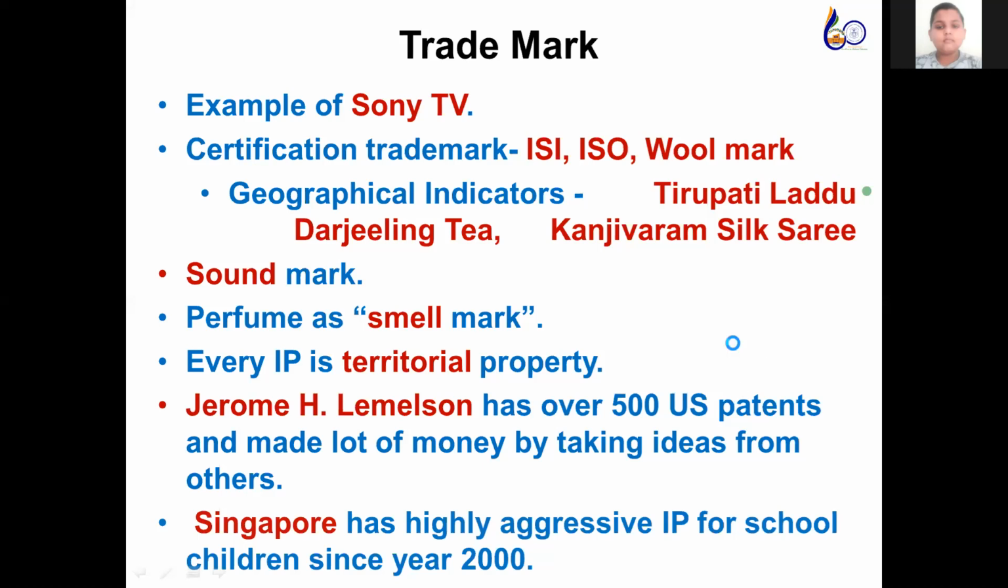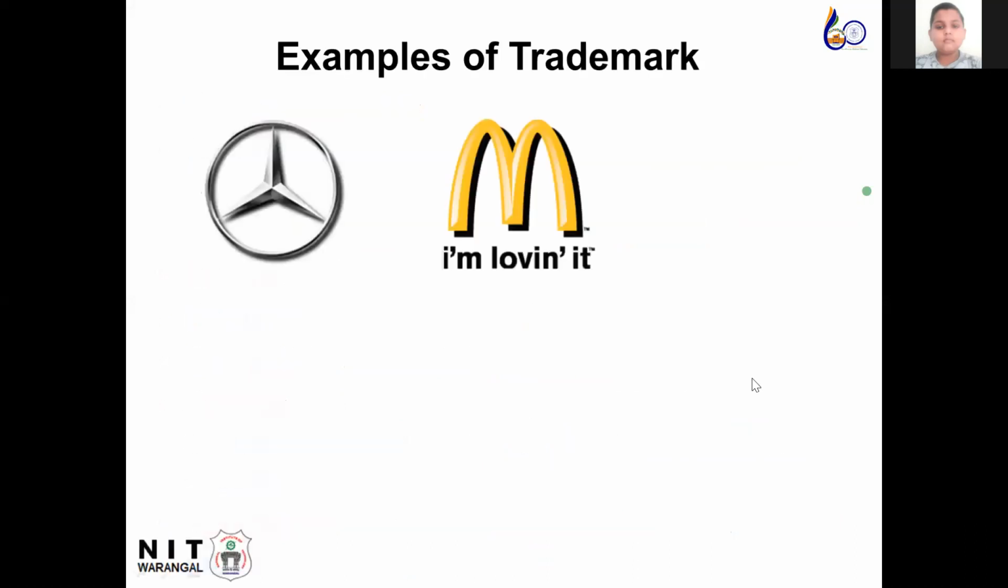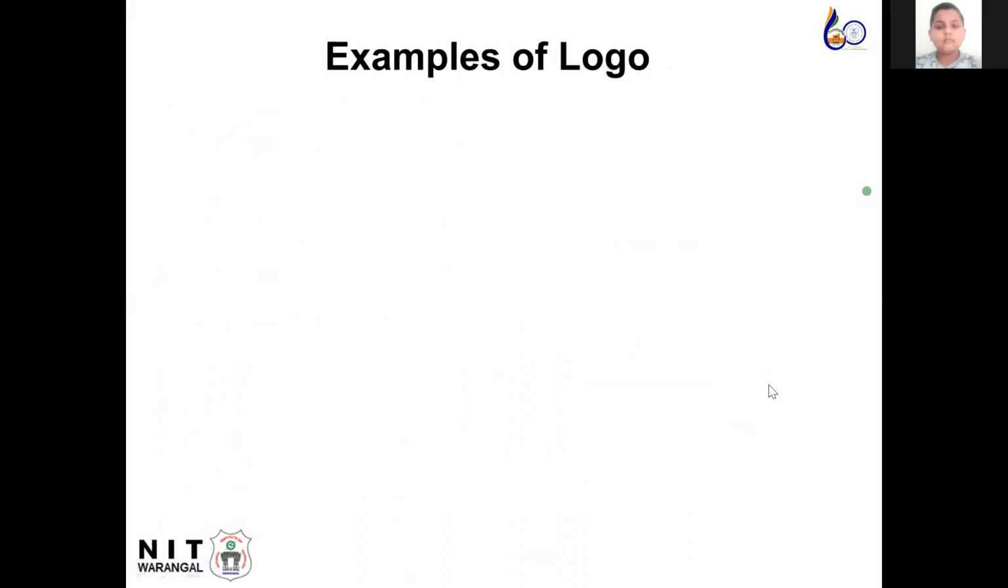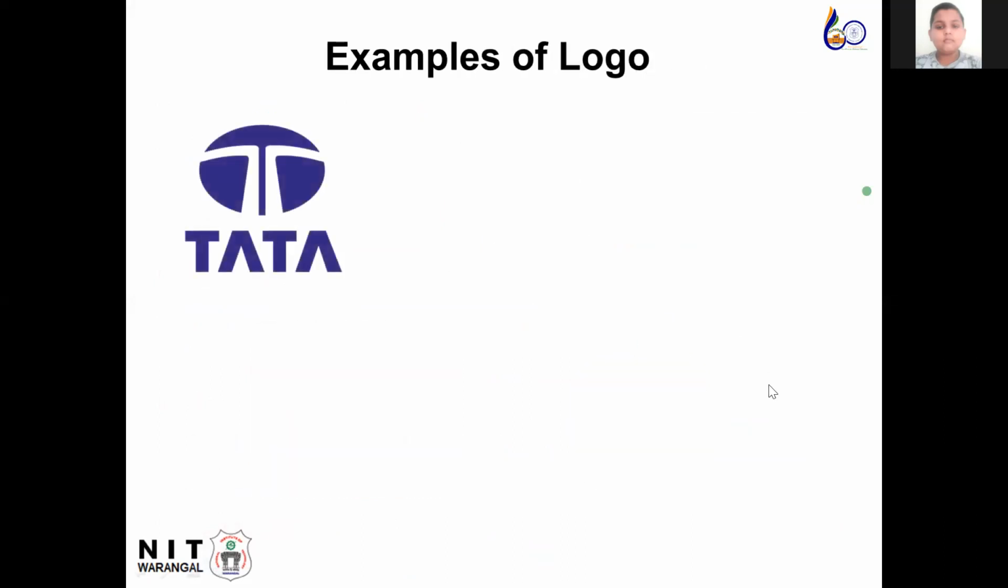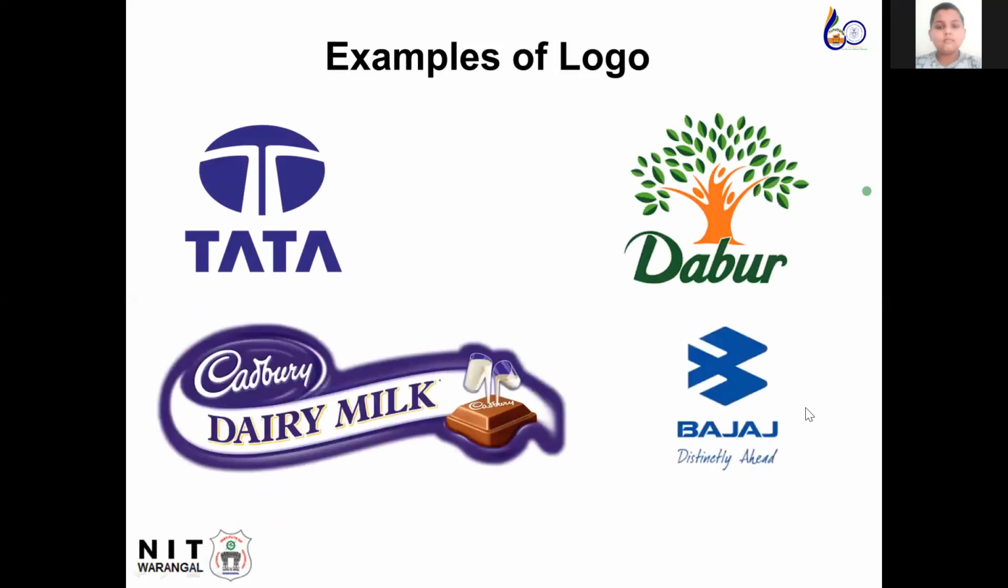Okay, so examples of trademark, few more examples. Mercedes, McDonald's, Honda, Windows, Apple का इस तरह. So what are the other logos also? Trademark में logos टाटा का है, Dabur, Cadbury, Bajaj.